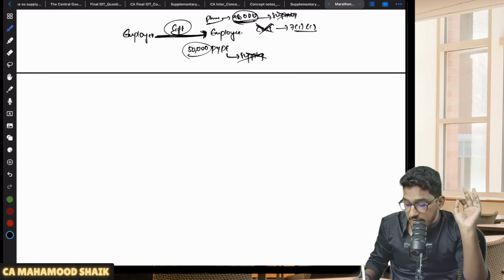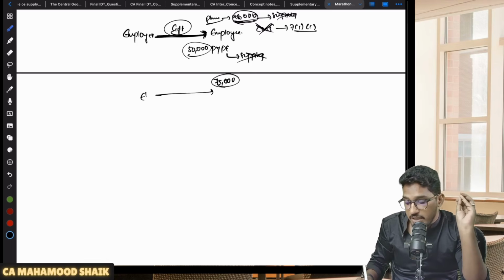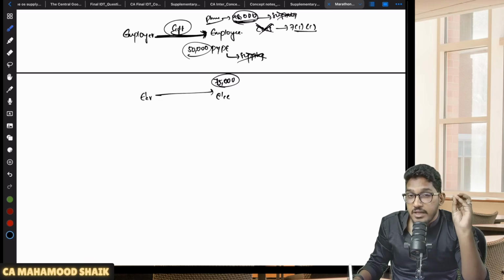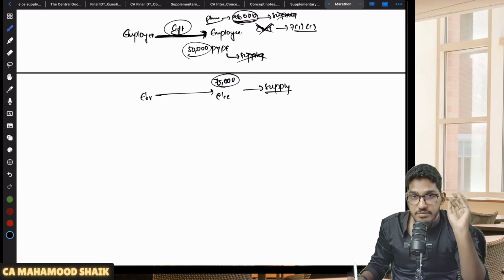Let us say the employer is giving a gift to an employee of an iPhone which is 75,000 rupees. A 75,000 rupees worth mobile phone has been given as a gift by the employer to the employee. Supply of goods between related persons without consideration. Will it be treated as supply? Yes, here we will treat it as supply. Why? Because the value of the gift is more than 50,000.